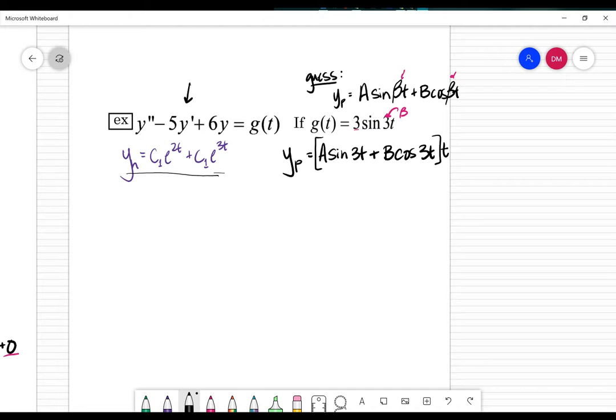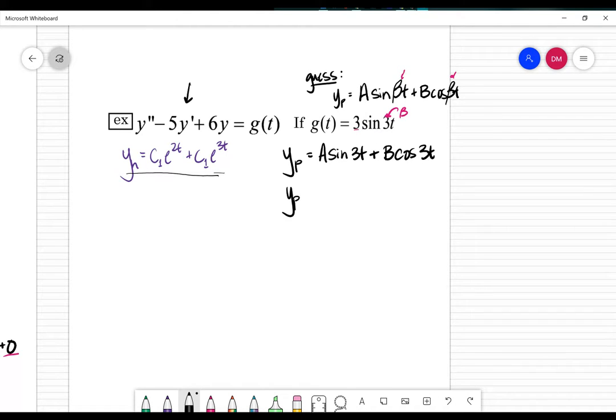I know it probably doesn't sound easy, but if you see a repeated root, just think about it like we did in section 3.4. Multiply through by that additional factor of t, and that is enough to do your guesswork there. But I'm going to take that away. Obviously, on this example, we wouldn't need it. So this is what I would do as my guess.